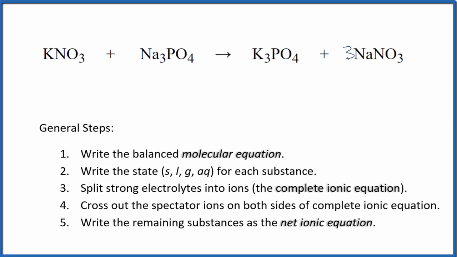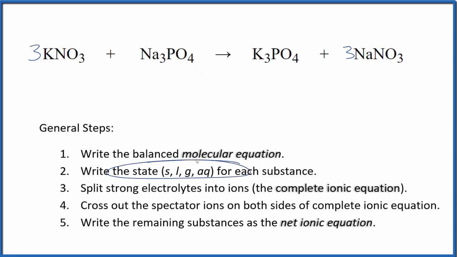They're balanced, 3 nitrates. Might as well put a 3 in front of the KNO3. So now I have 3 nitrates here and 3 nitrates here. 3 potassium atoms, 3 potassium atoms, and a phosphate and a phosphate. This is the balanced molecular equation.